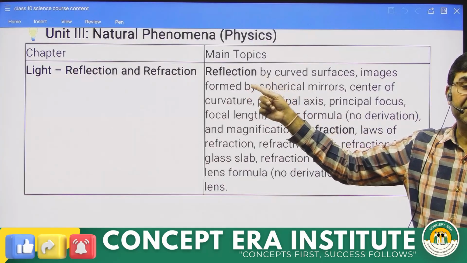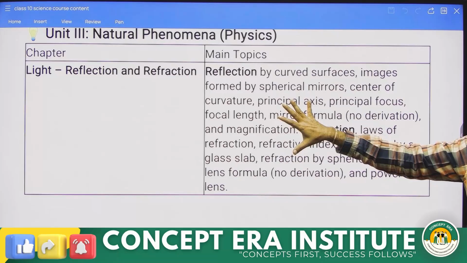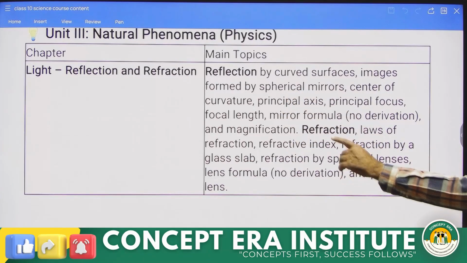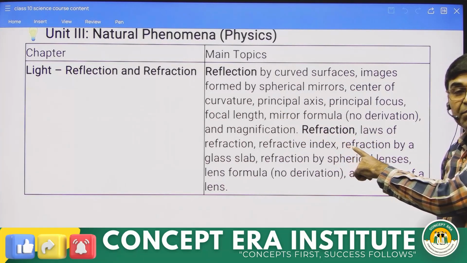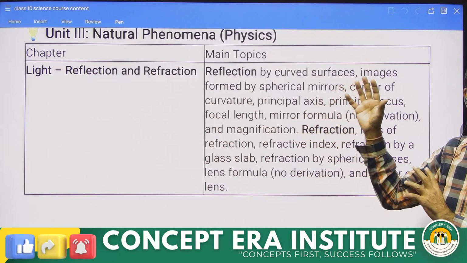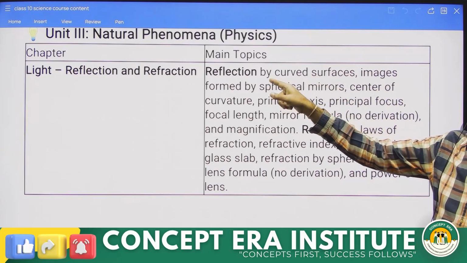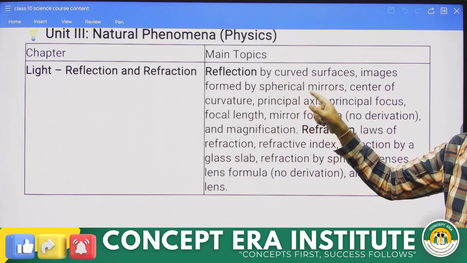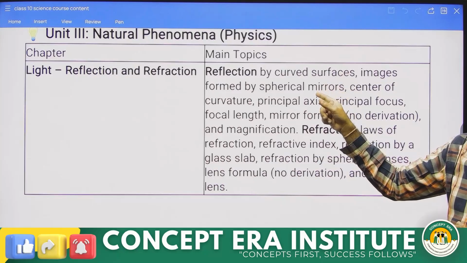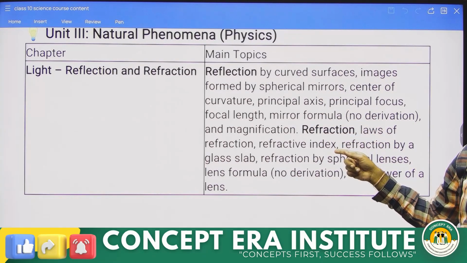Next, light, reflection and refraction. Again, this is the topic in physics in which a large number of numericals are asked. About 30% of the numerical load will be from this chapter. In this, you will be told about reflection, spherical mirrors, spherical lenses, lens equation, mirror equation, magnification, and power of lens.